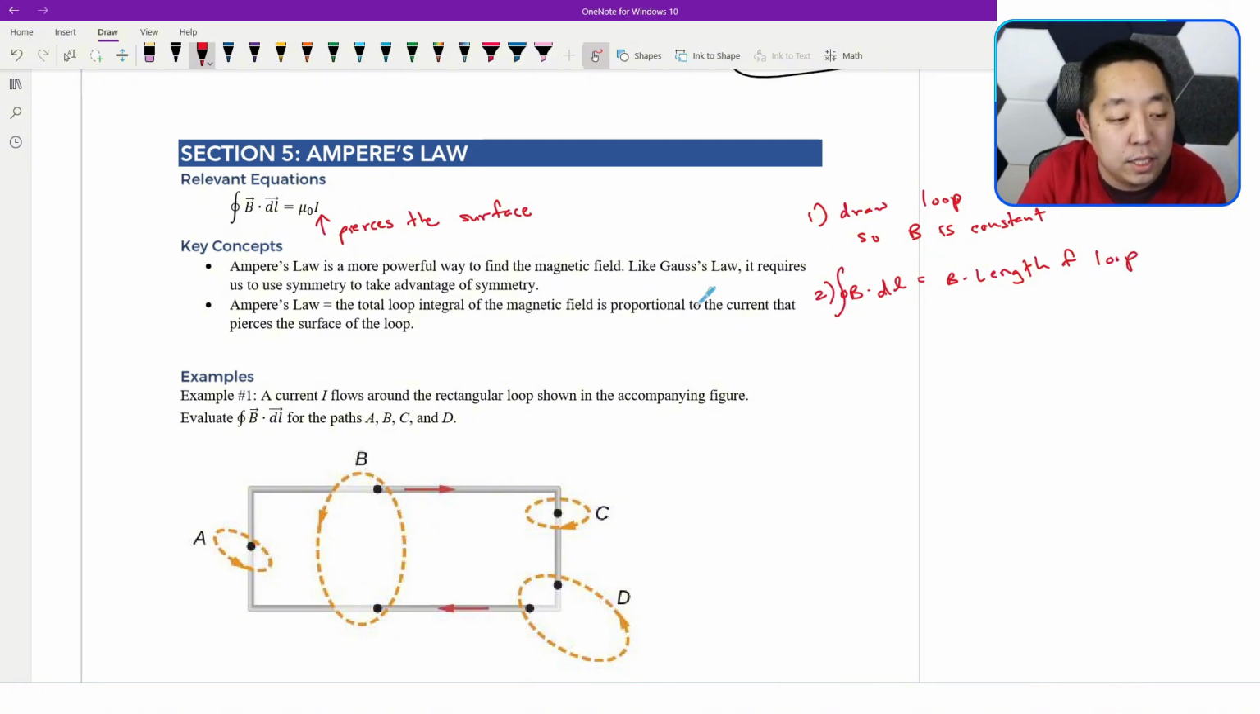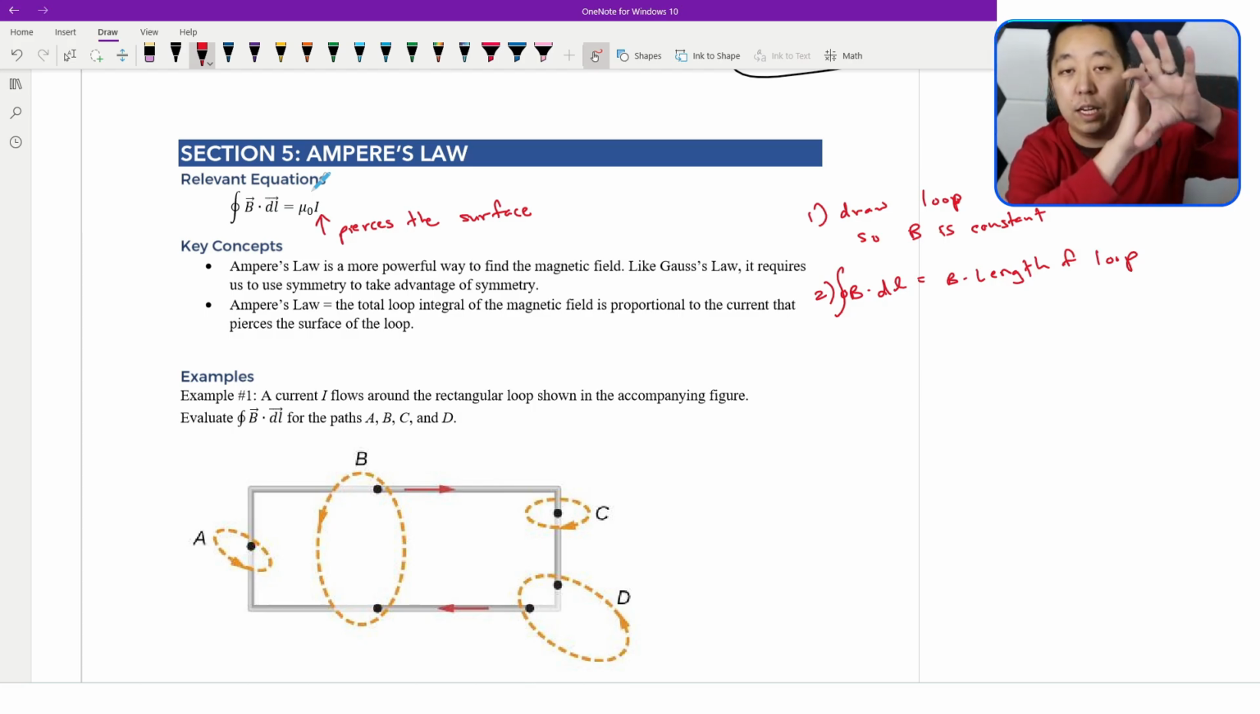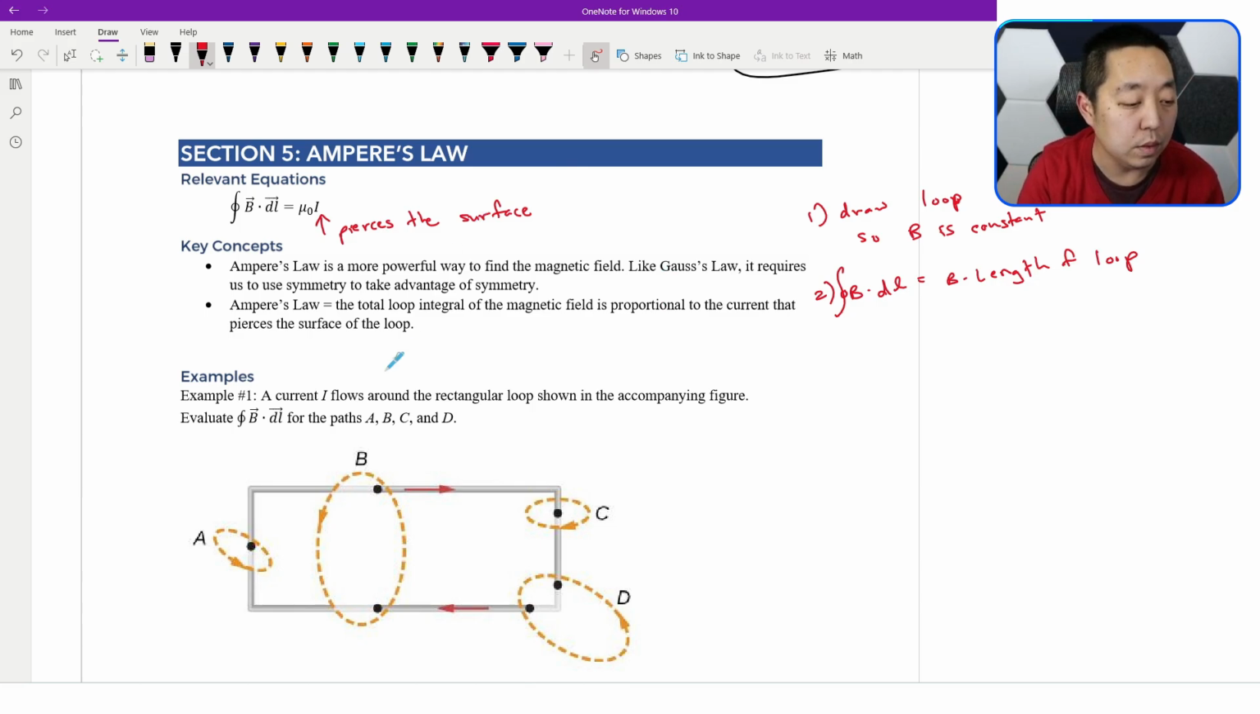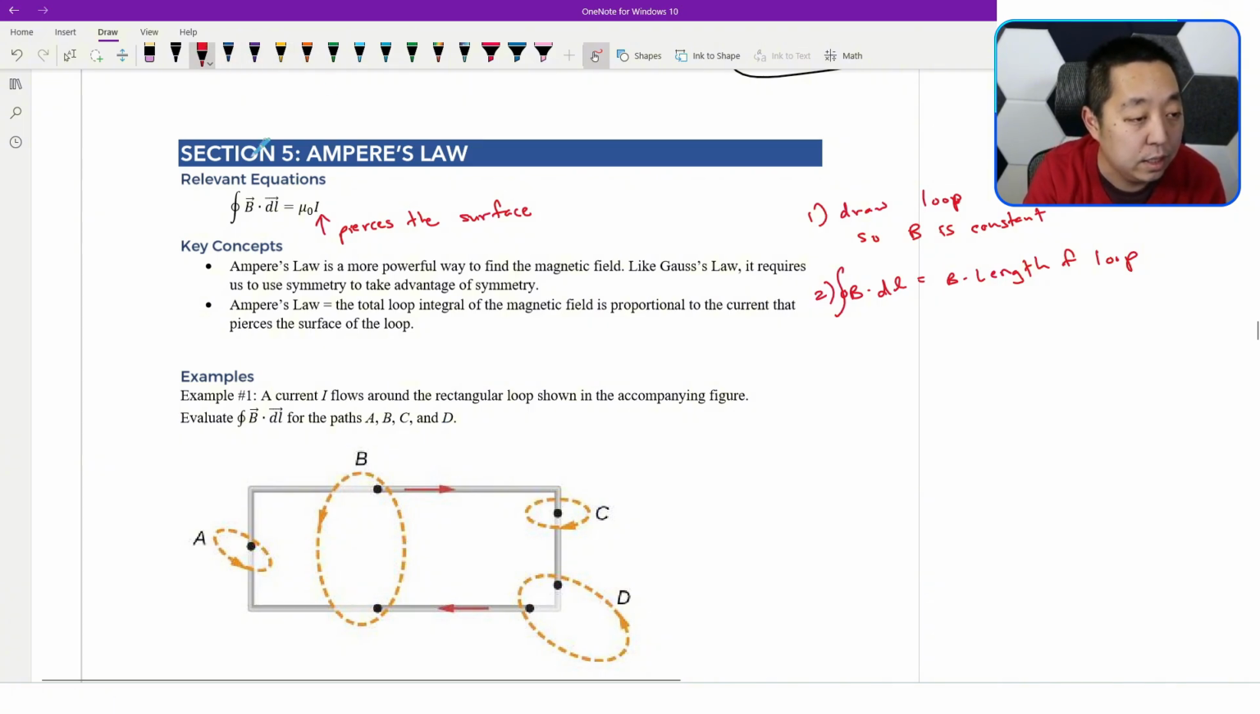Then you're just going to set it equal to mu naught times the amount of current that is going through the loop. Think of it like you have a loop with a surface on it, and you think about how much current is piercing through that surface. Let's take a look at this one. We have a current I that flows around this circuit like this. There's I going through here, I going through here, I coming out here, I going through here. It flows in the circuit.